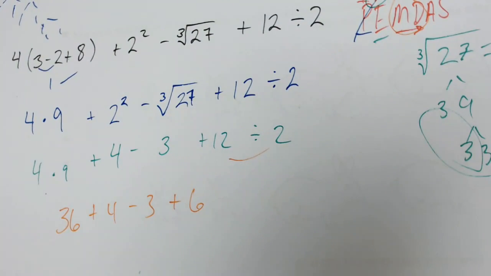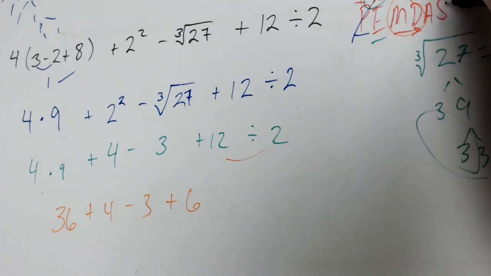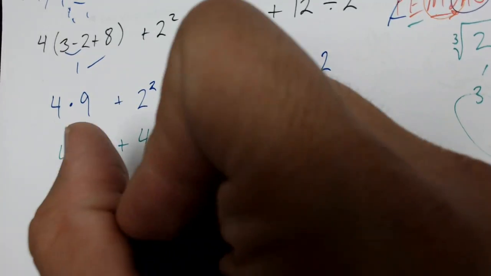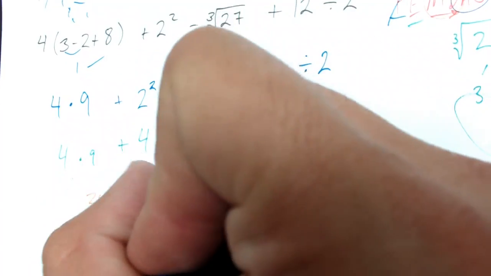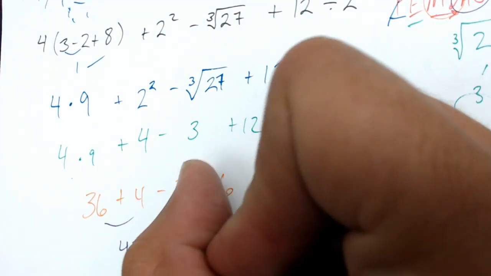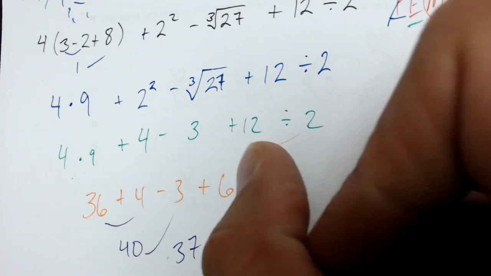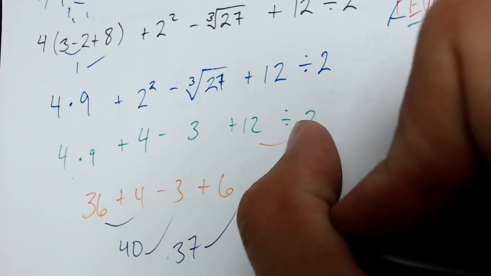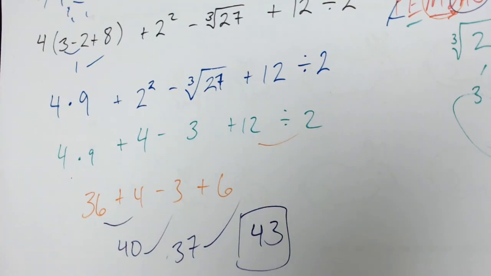Now I go to the final step being the addition and subtraction. We'll do that in purple. All right. So now I have 36 plus 4 minus 3 plus 6, and I again solve it from left to right. 36 plus 4 is 40. 40 minus 3 is 37. 37 plus 6 gives me, let's see here, 43. 43 is the final answer.